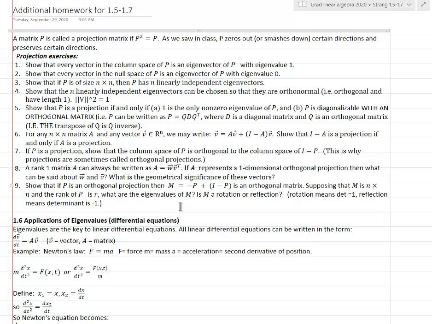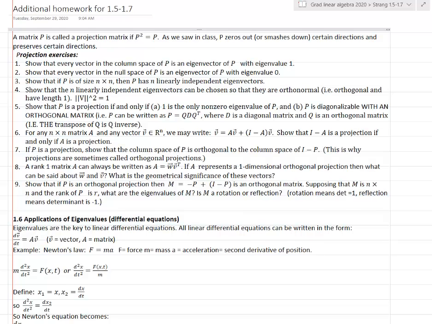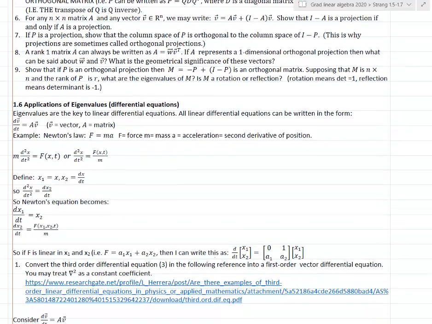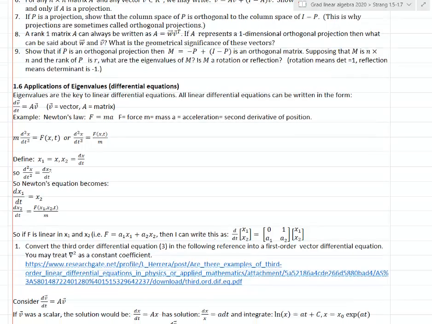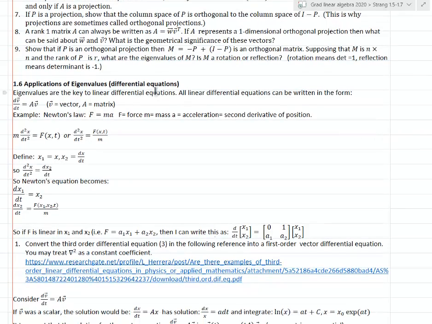All right, let's move on to the next group of questions, relating eigenvalues to differential equations. Eigenvalues are the key to linear differential equations. Linear is a particular type of differential equation. All linear differential equations can be written in the following form: dv/dt equals A times v. So v is a vector, and A is a matrix. A is going to have to be a square matrix because the output is the same size as the input.